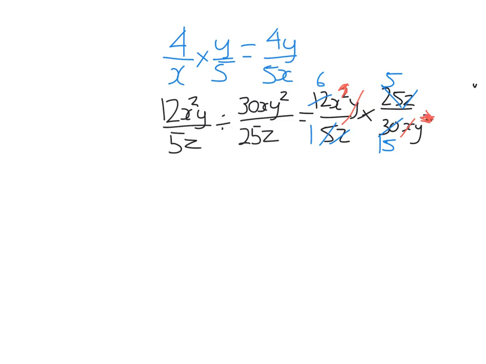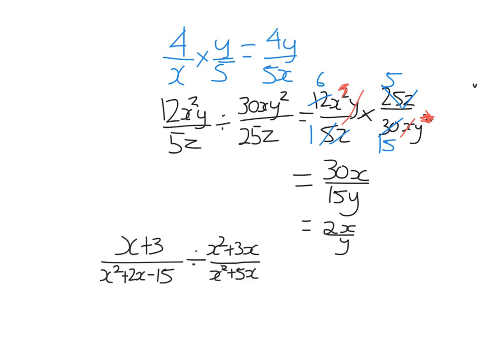So what I'm left with is this. I just go 6 times x times 5 gives me 30x. On the bottom, I've just got 1 times 15 times y, so that is 15y. That can be simplified further because 30 divided by 15 is 2. So I'm left with 2x on top and a y on the bottom.